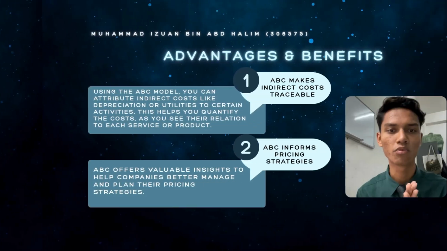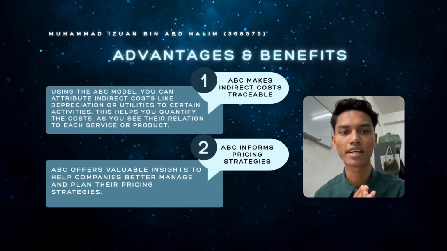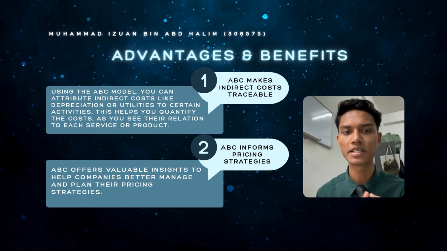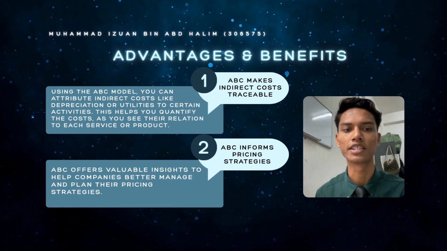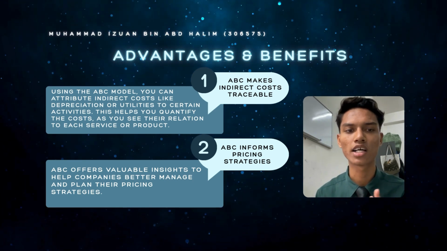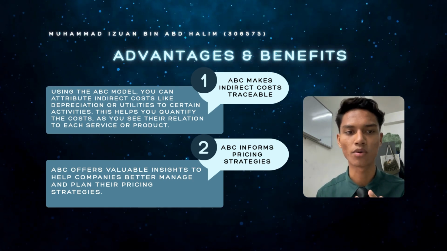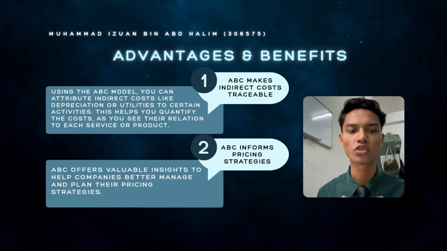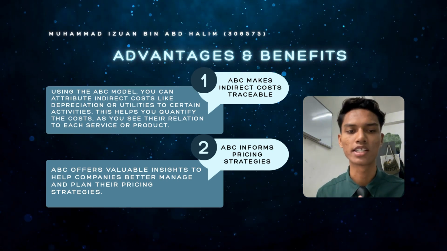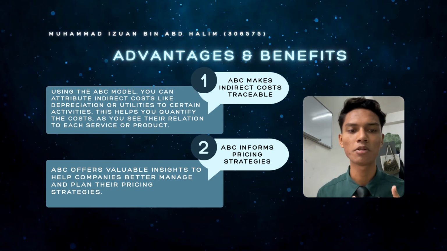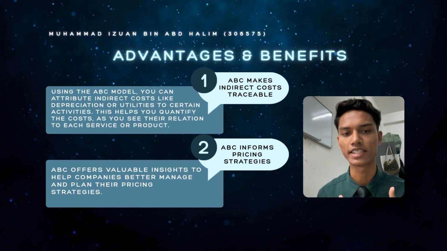The first benefit that we're going through is that ABC makes indirect costs traceable. Using the ABC model, you can attribute indirect costs like depreciation or utilities to a certain activity. This helps you quantify those costs more accurately as you begin to see how they relate to each individual service or product. In the most traditional costing systems, indirect costs are lumped together and spread across all the products using a simple formula, like machine hours or labor time. But the problem is, those broad averages don't reflect reality.